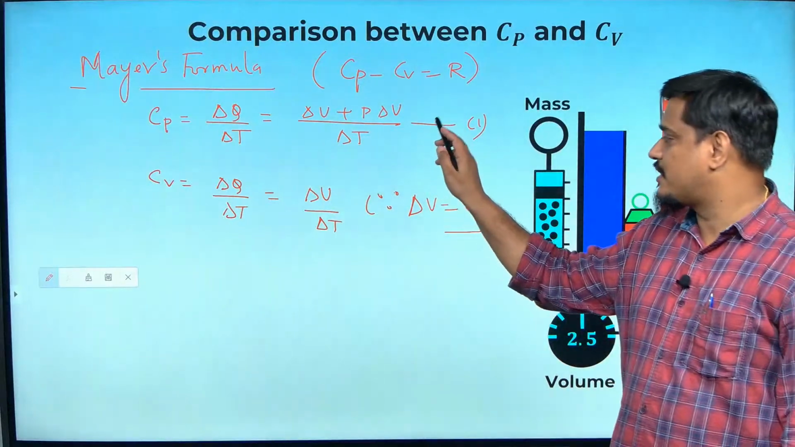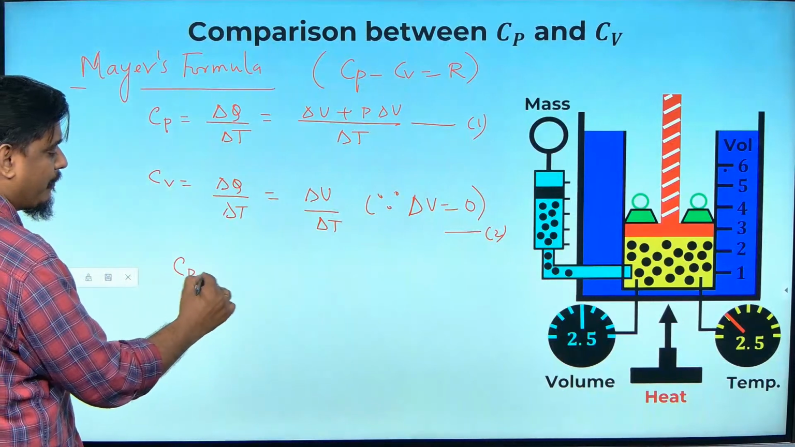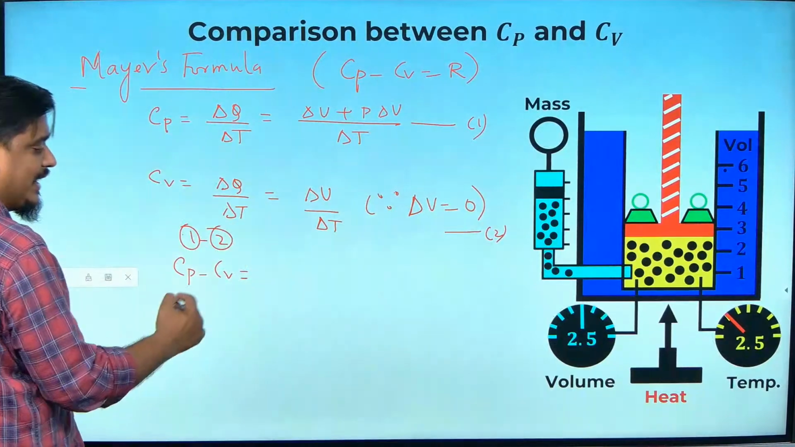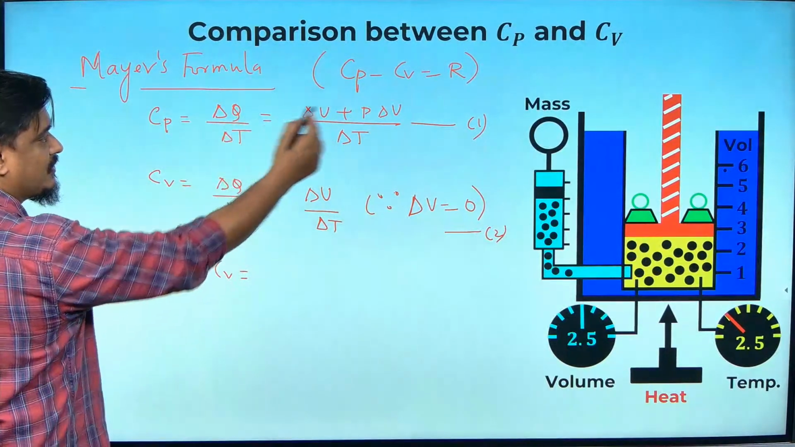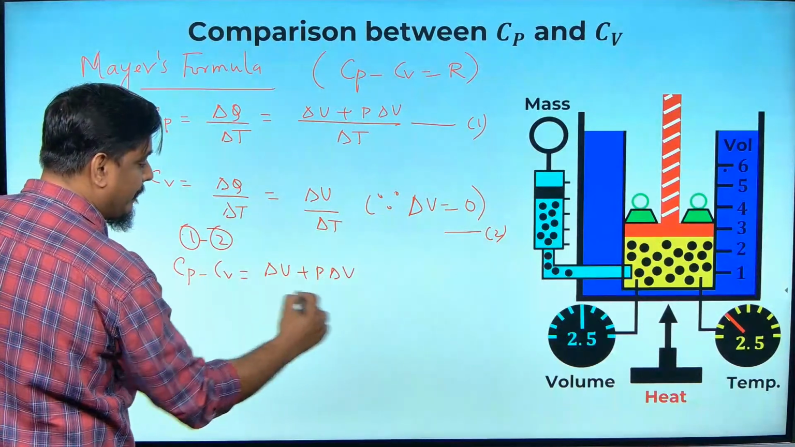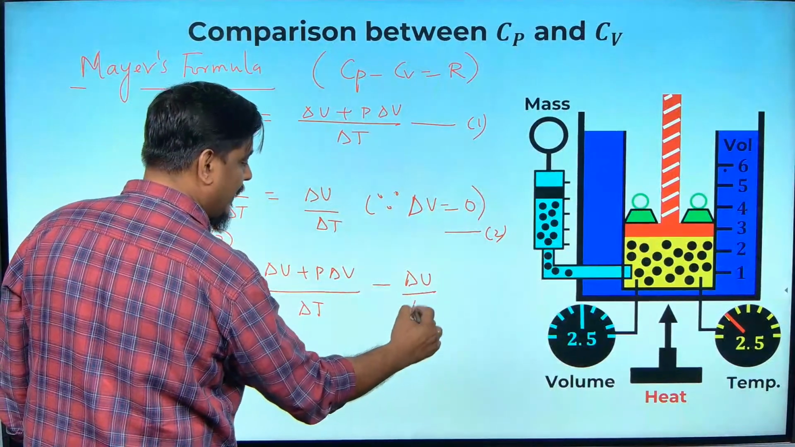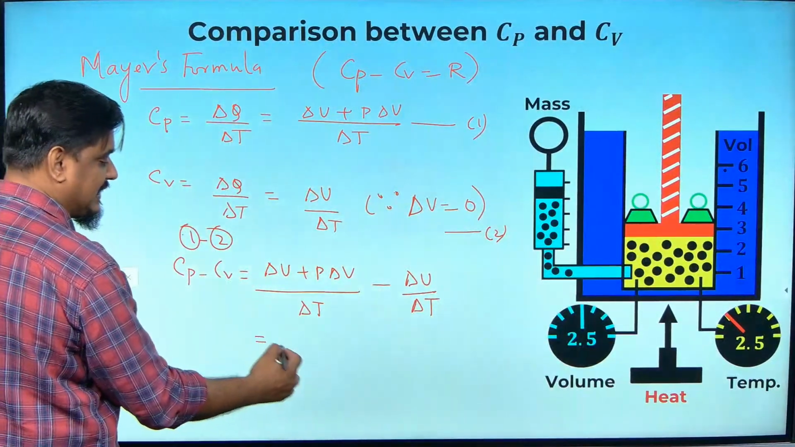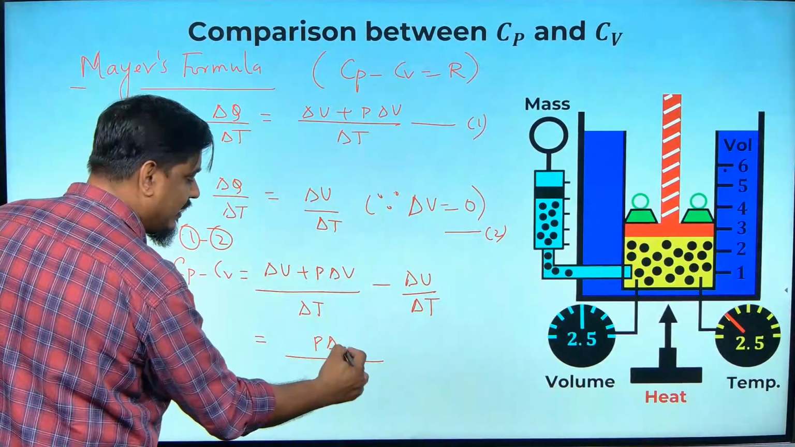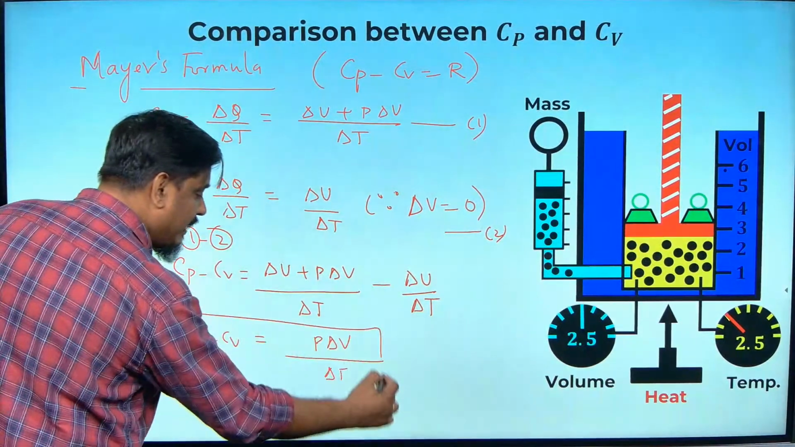Now equation 1, equation 2, you just do 1 minus 2, you will get Cp minus Cv. I am doing equation 1 minus equation 2. Cp minus Cv will be del U plus P del V by del T minus del U by del T. If you take the LCM as del T, then these two get cancelled and you get P del V. Now, Cp minus Cv becomes equal to P del V by del T.